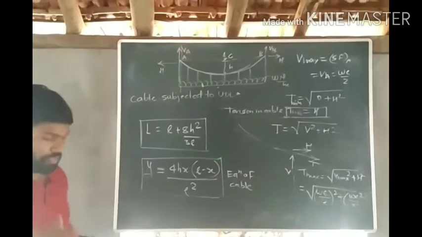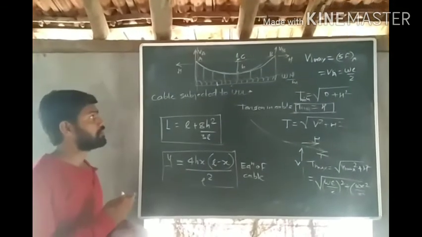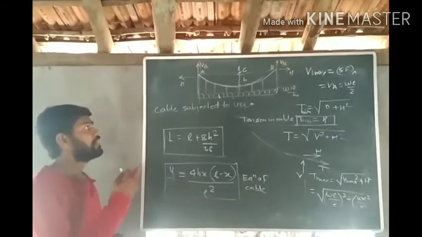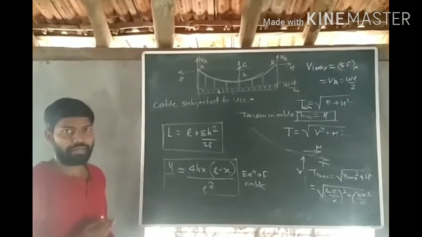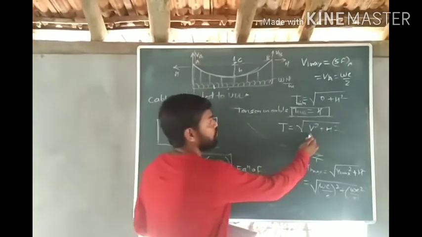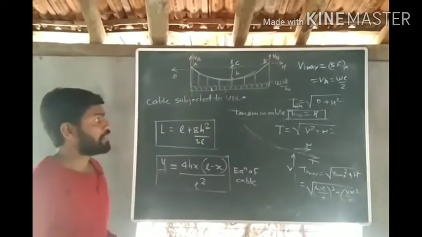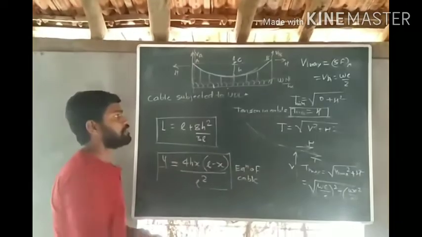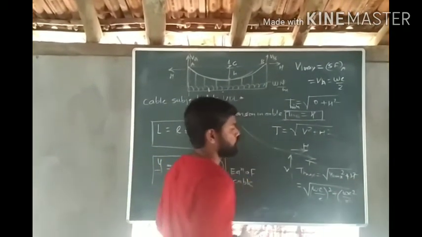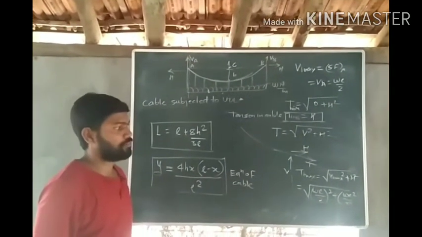So what we have seen in this lecture: when uniformly distributed load is there, how to calculate the horizontal thrust? Horizontal thrust can be calculated as WL square divided by 8h. VA and VB will be equal to WL divided by 2. Tension in a cable at any point can be calculated as under root V square plus H square. Maximum tension will occur at the support, that is T max, and it will be equal to under root V max square plus H square. So WL by 2 bracket square plus WL square divided by 8h bracket square.